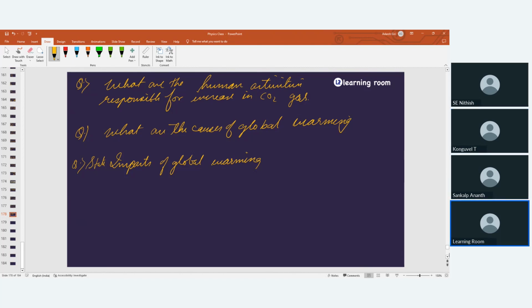Now, future predictions. With the present rate of increase of greenhouse gases and global warming, it is predicted that the average temperature of the Earth's surface will become 64 degrees Celsius at the end of 2100. We cannot sustain conditions of more than 40 degrees Celsius. 40 degrees Celsius is too huge. Do you agree? Yes, sir.